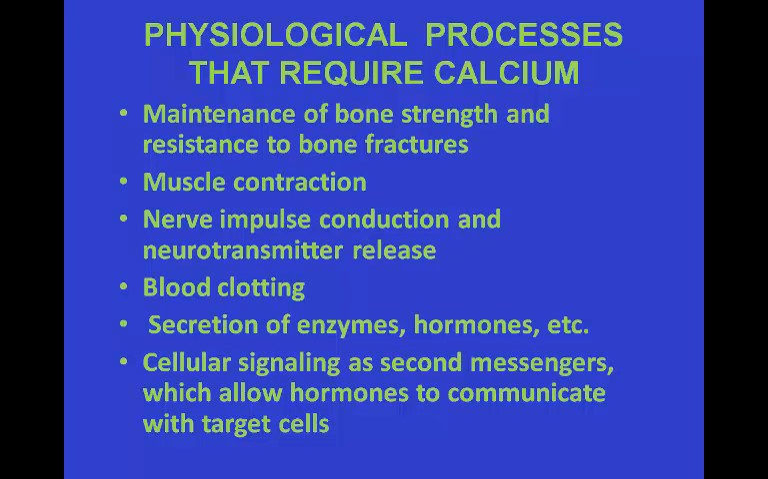You need calcium for muscle contraction. Muscles will not contract without calcium. For nerve impulse conduction to take place, for neurotransmitters to be released, you need calcium. Blood will not clot in the absence of calcium. Enzymes, hormones, incidentally, certain other compounds like growth factors that are secreted by cells, the secretion will not occur if calcium is not present. And then finally, calcium acts within the cell as what we call a second messenger to allow one cell to communicate with another.